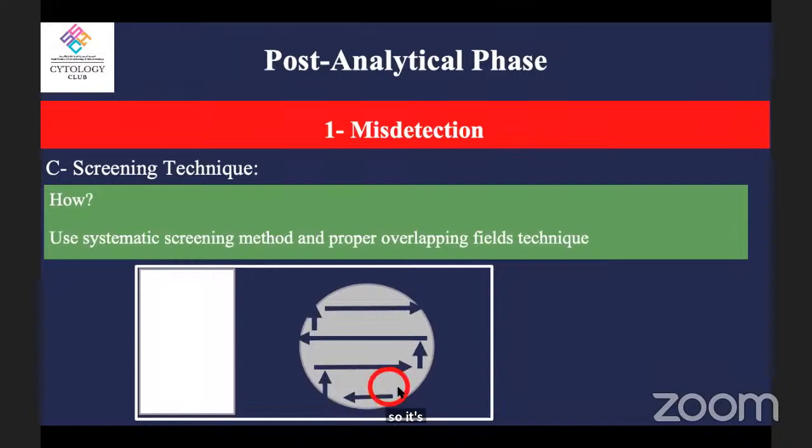And the second part is overlap between the fields. Let's see, this is the first field and this is the second. When you go to the second field, you have to see at least a quarter of the first field to make sure you don't miss the cells between the fields, because if you miss one cell, it may make a difference. And again, when you move to the third field, you have to see at least a quarter of the second field. And when you go upside, again, you have to see at least a quarter of the previous field.